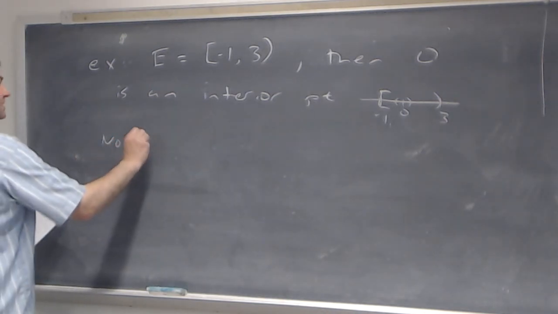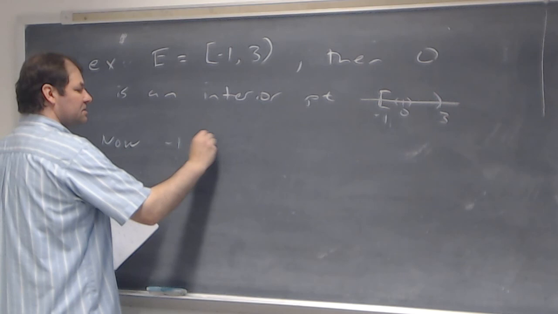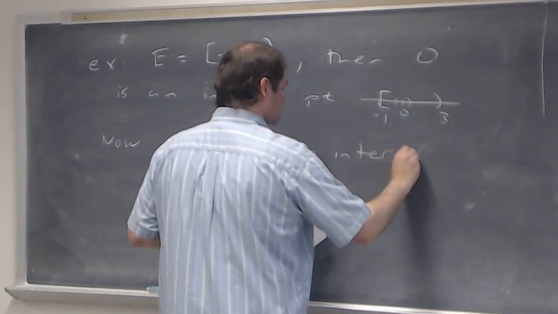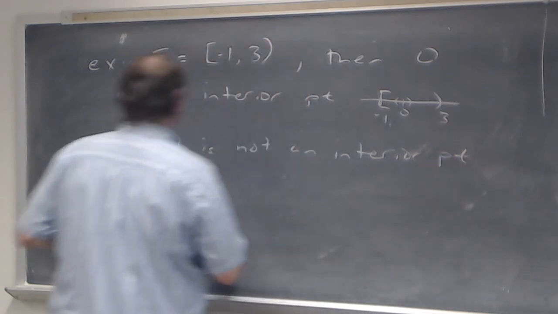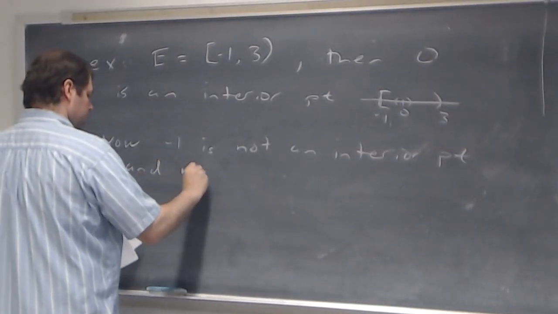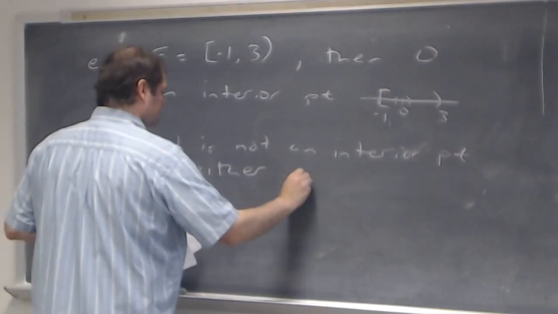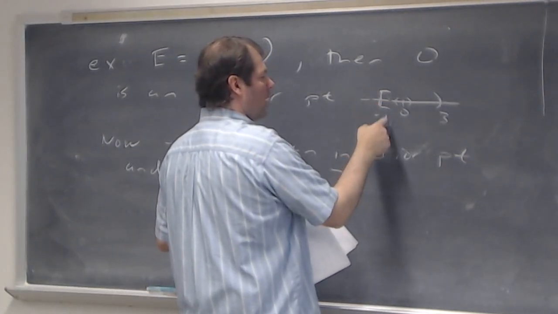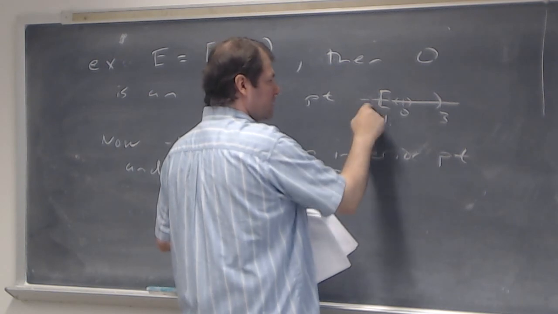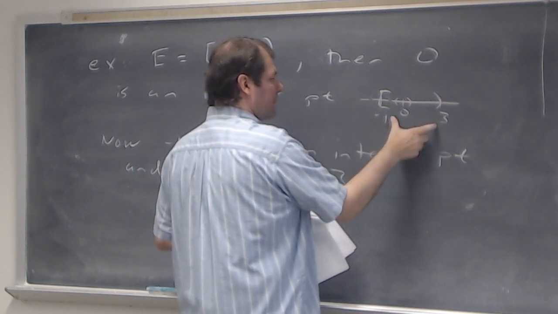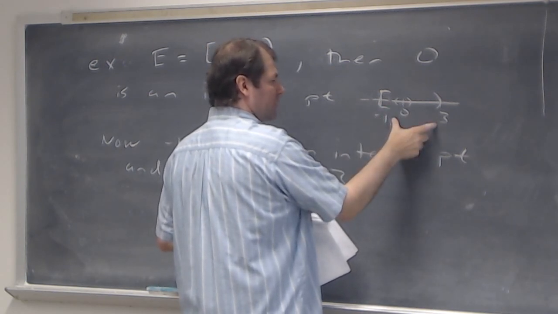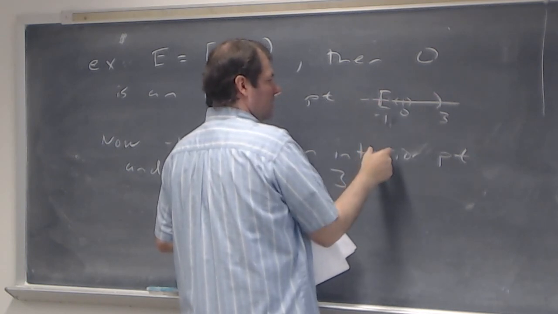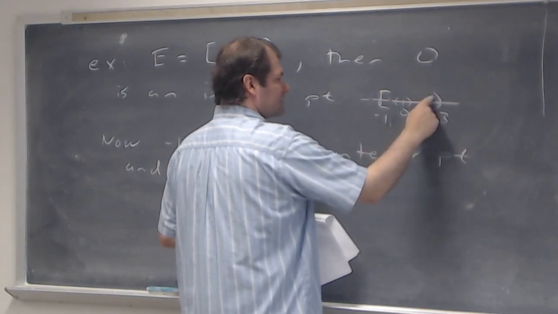Now, in the same example, minus 1 is not an interior point, and neither is 3. And the reason is that every neighborhood about minus 1 will not be contained. So none of the neighborhoods about minus 1 will be contained solely in (-1, 3). Some part of the neighborhood will be in this set E, but not all of it. And the same thing goes for 3.